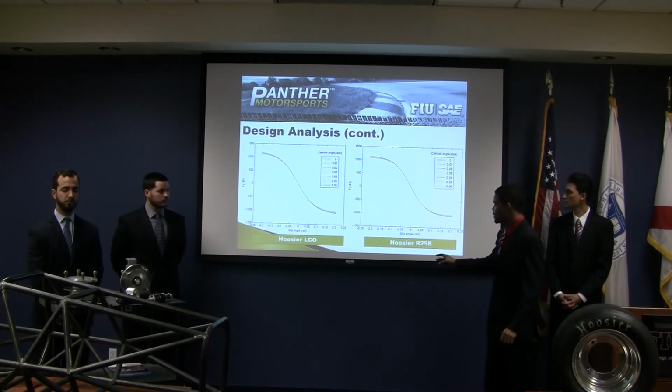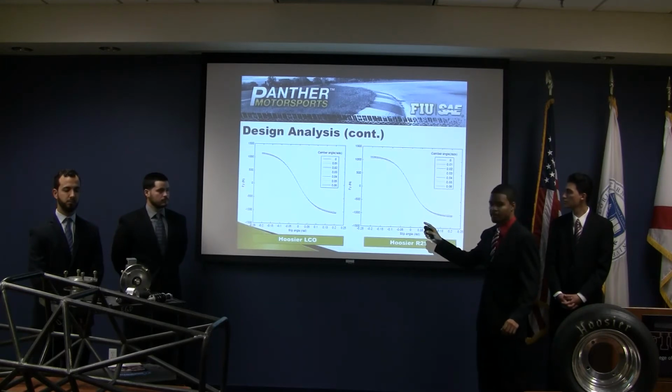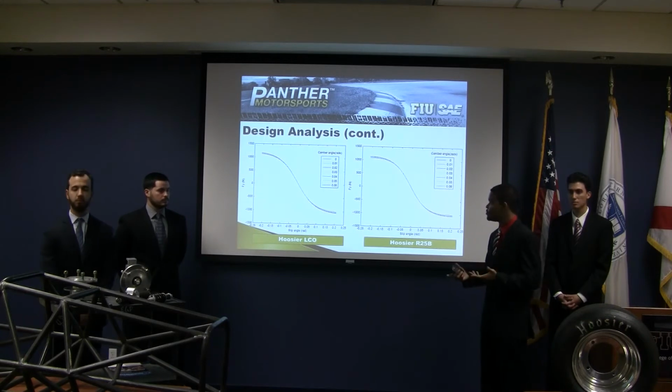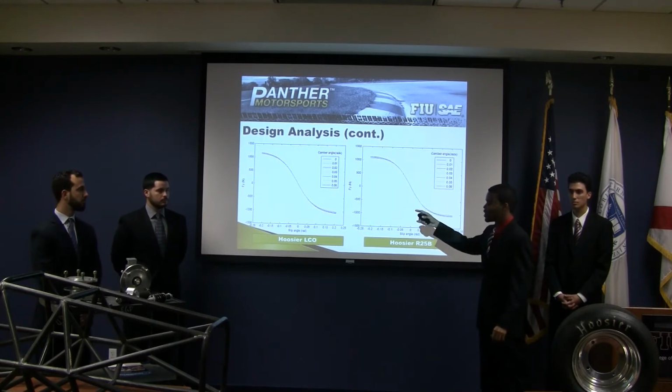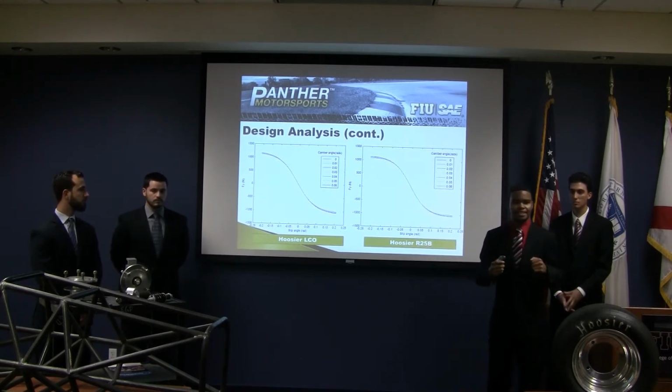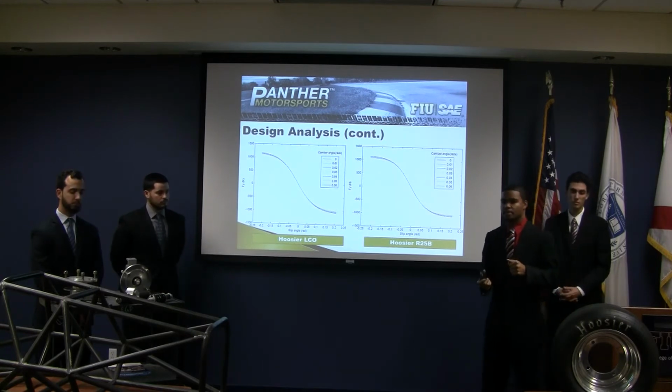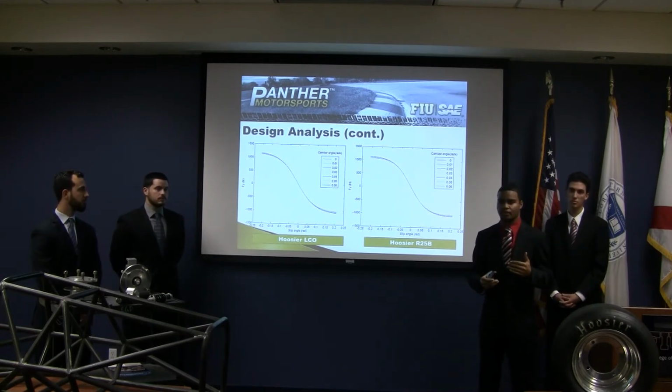The R25B generates its maximum turning force at smaller steer angles of the tire, which is good for drivability, and it maintains it over a broader curve. This allows the driver to easily be able to generate maximum turning force and sustain it without losing grip.